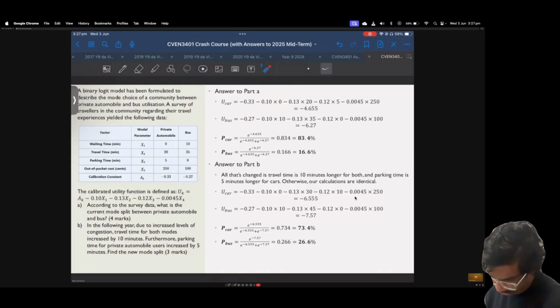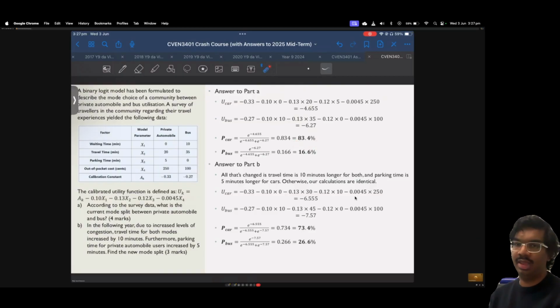So minus 0.33 minus 0. You just plug in all the values. Honestly, it's not that hard. For the car, you get minus 4.655. For the bus, you get minus 6.27. So what does the probability that you take the car end up being? It's 83.4%. In other words, there is an 83.4% mode share. That is what percentage of people are taking the car.